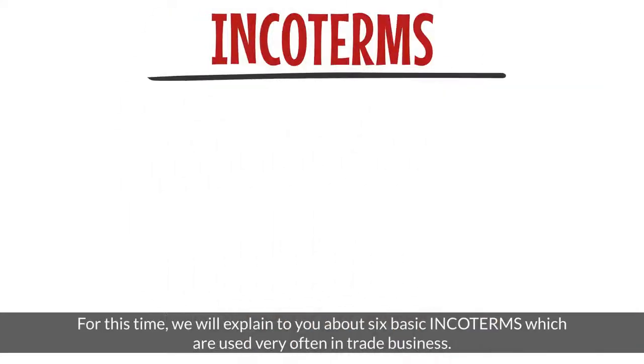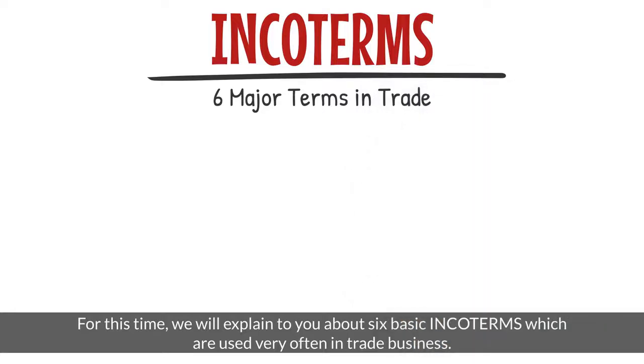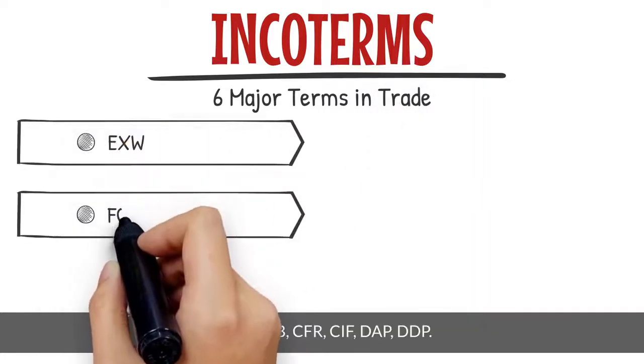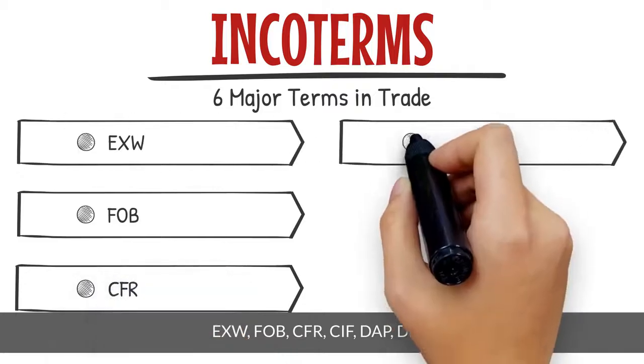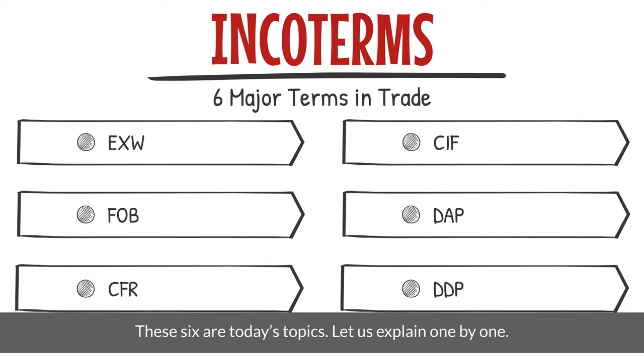This time, we will explain to you about 6 basic INCOTERMS, which are used very often in trade business. Ex Works, FOB, CFR, CIF, DAP, DDP. These 6 are today's topics. Let us explain one by one.